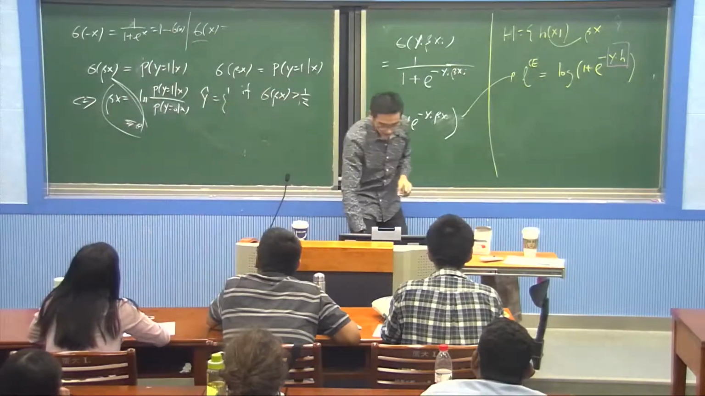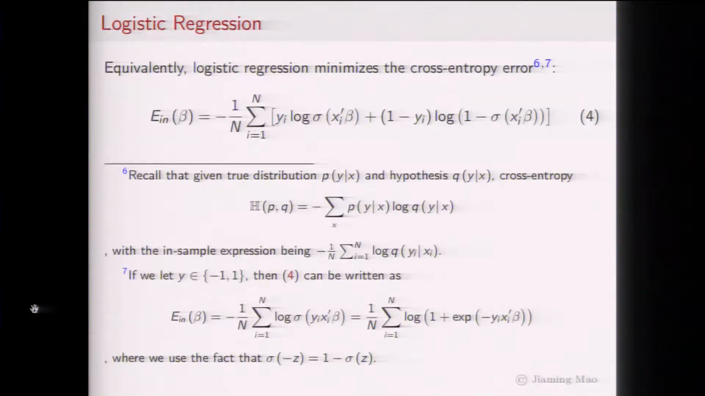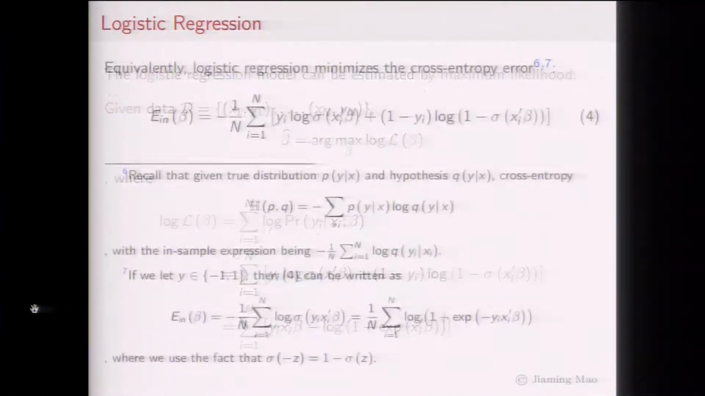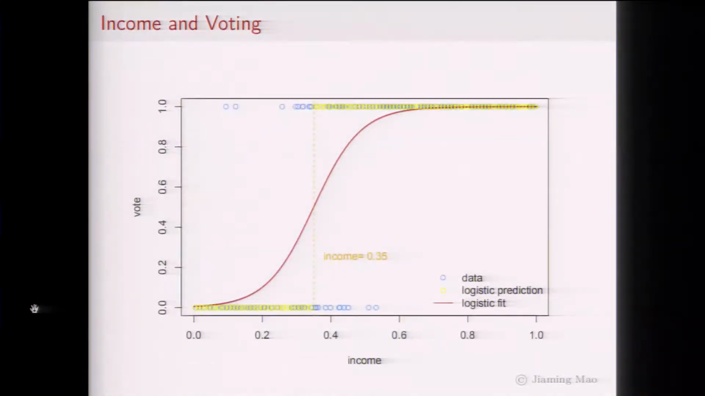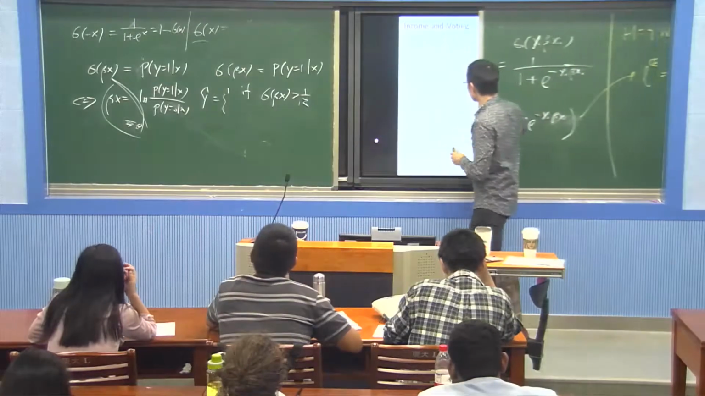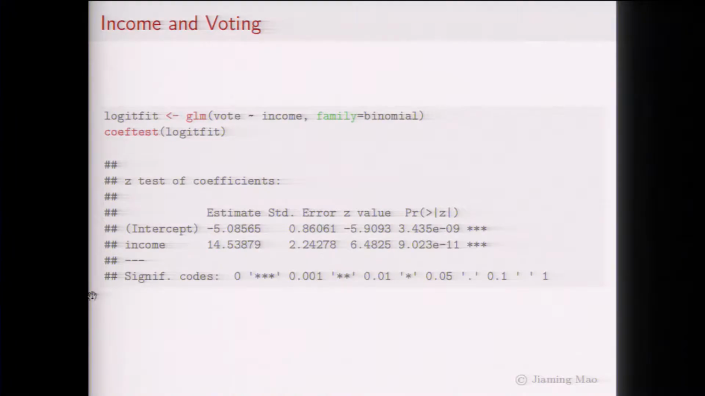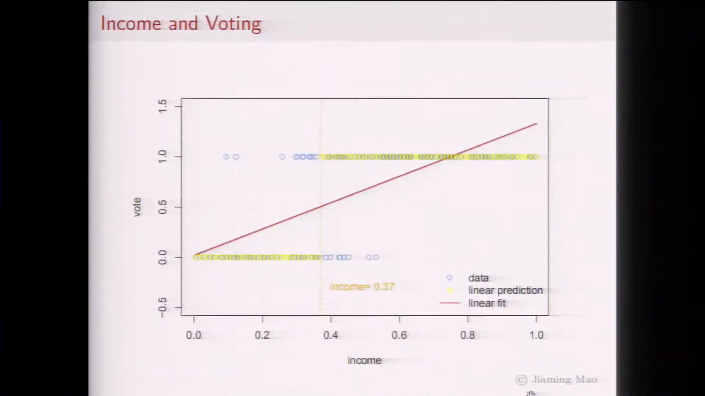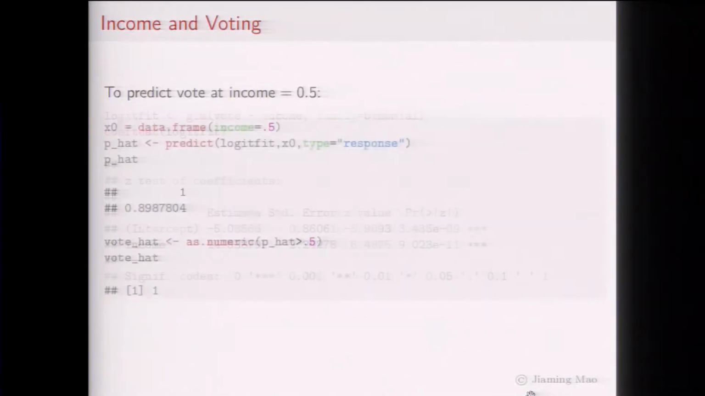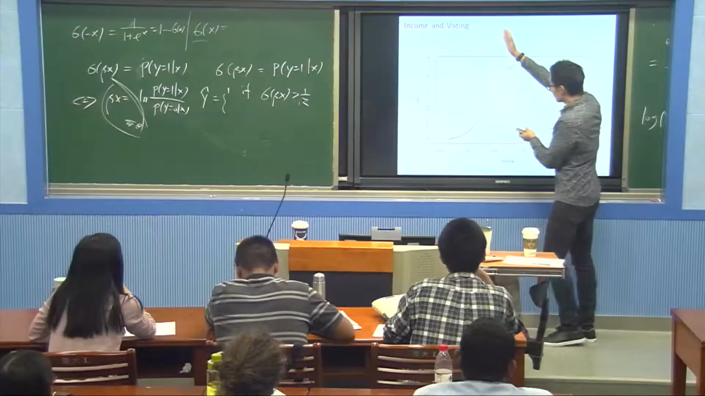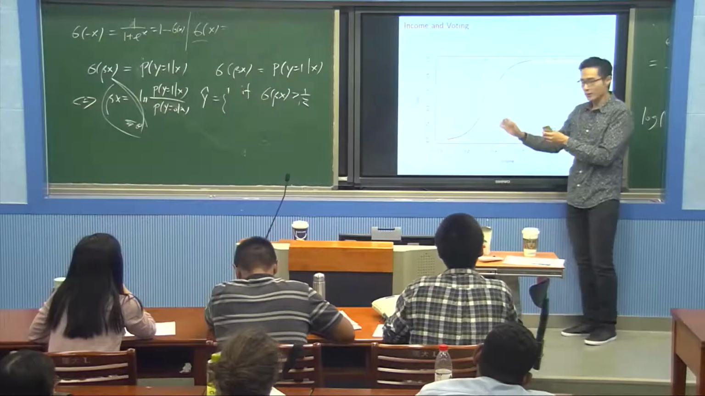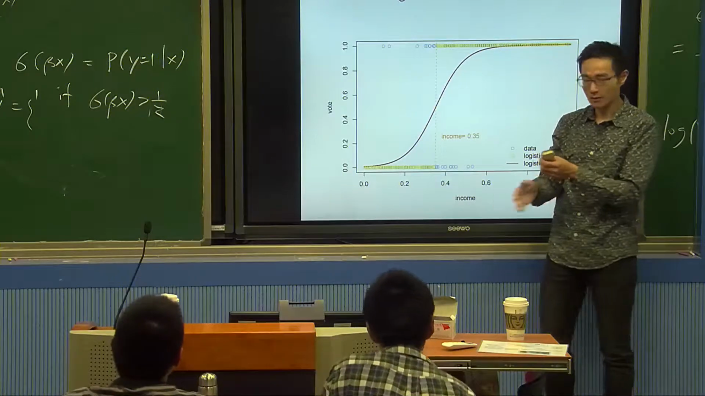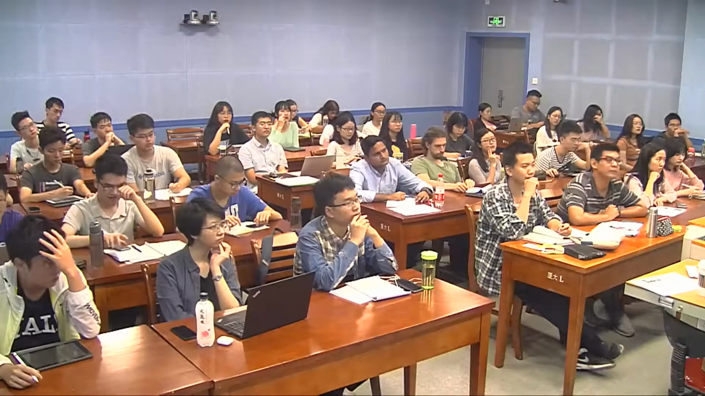Now, if we go back to our previous example, for this income example, this is our decision boundary. Again, the decision boundary is a straight line. Above this, y equal to 1. Beyond this, y equal to 0.